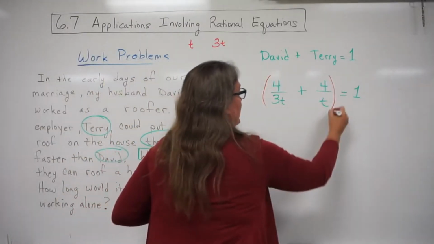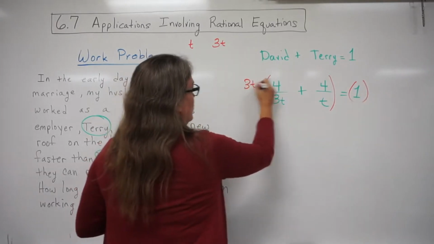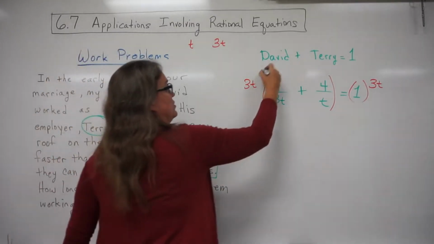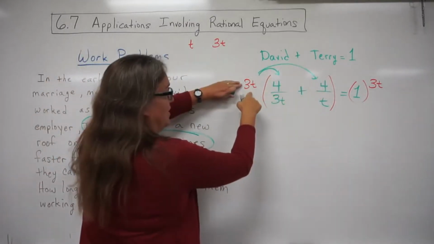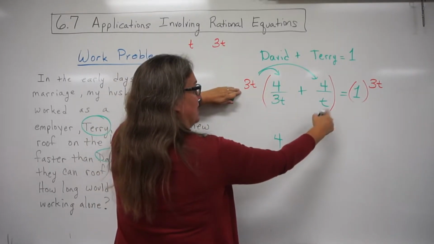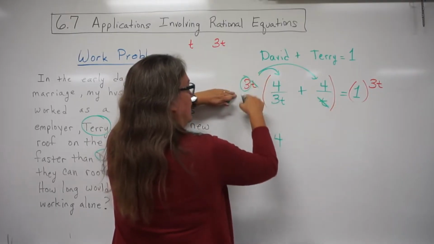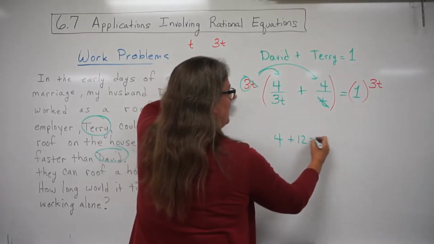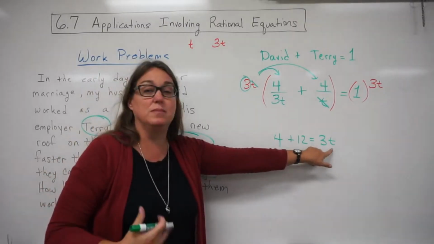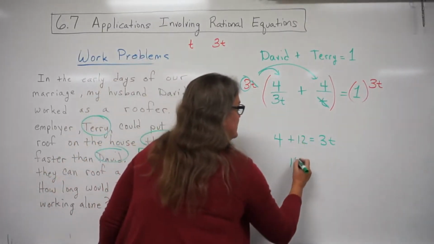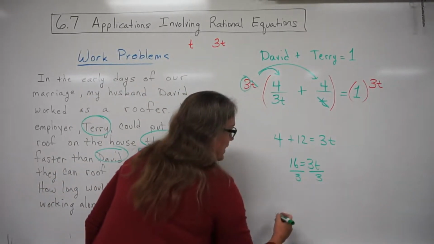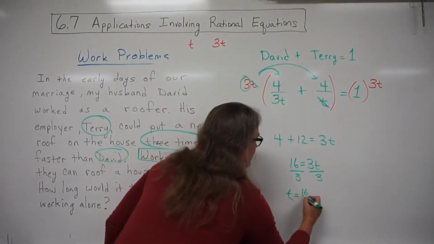So, again, we find an LCD. We multiply both sides by that LCD, and we solve the problem. Distributing here, when you multiply this by the first term, the 3 t's cancel, and we get 4. Multiplying by the second term, just the t's cancel out, and I get 3 times 4, which is 12. That's equal to 3t, and now we just have a linear equation. We need to get the t by itself. 4 plus 12 is 16. Divide both sides by 3, and we get that the amount of time is equal to 16/3.